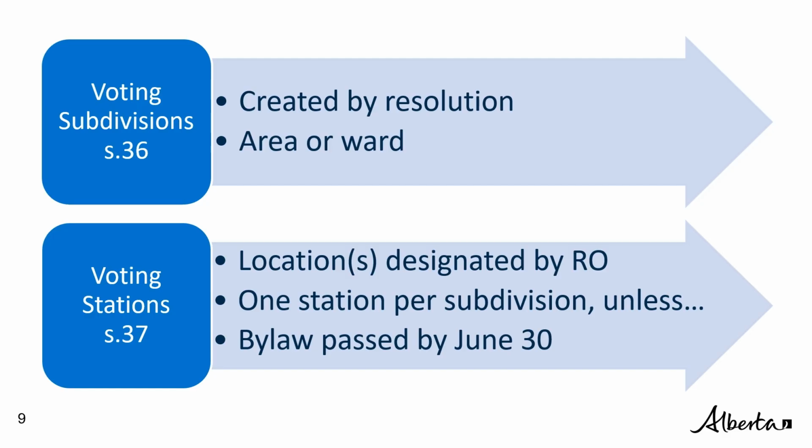If a voting station is not available on election day, the returning officer must designate another location and post notices directing electors to the new station. As a result, we would highly recommend that you plan for a backup location in case something happens.